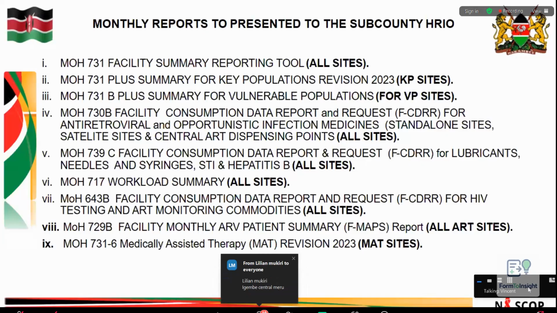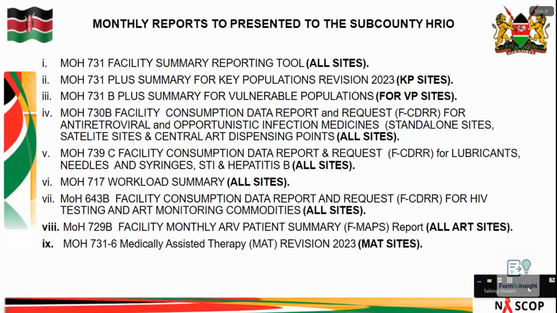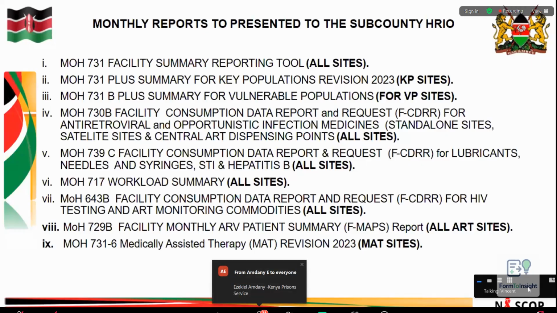So these are some of the reports at the minimum level for KP programming that should be submitted to the sub-county HRO, or should be keyed at facility level where these facilities have data entry rights onto KHIS. So we started with MOH 731. Remember, this is the comprehensive and revised 2023 version. And then we have MOH 731 plus summary for key population, revision 2023. So any facility offering a KP program needs to report on that.